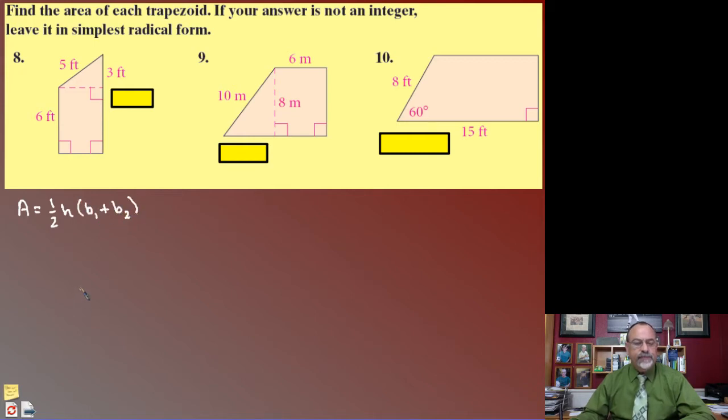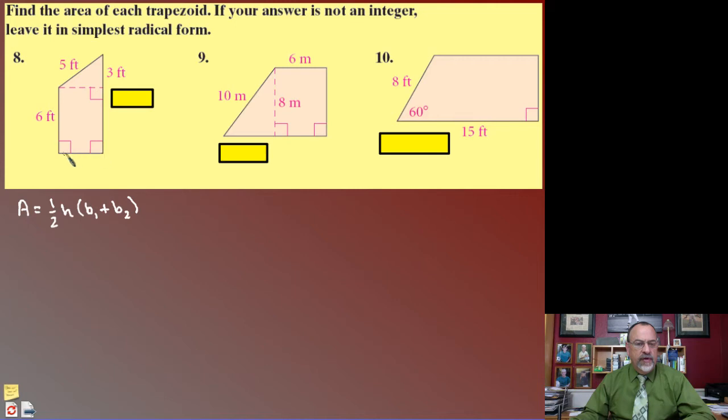Then I need to look at the diagram and see what I know. The height again is the perpendicular distance between the two bases, which is unknown. One base I know is 6. The other base I don't know, so I'm going to have to figure out both B sub 2 and H. So it takes a little bit of just putting some pieces together.